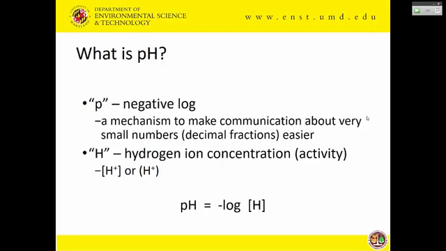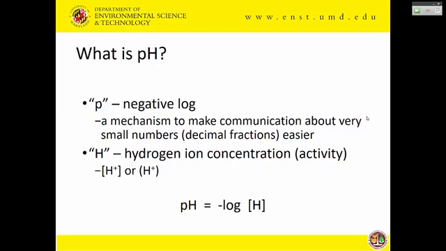All right, so pH, negative log. Using P next to a number is simply a way of making it easier to talk about small numbers, in my opinion, all right? Hydrogen ion is referring to the concentration or the activity. At low levels, there's not too much of a difference anyway, at least from my point as a soil scientist. So pH is the negative log of the hydrogen ion concentration, all right?